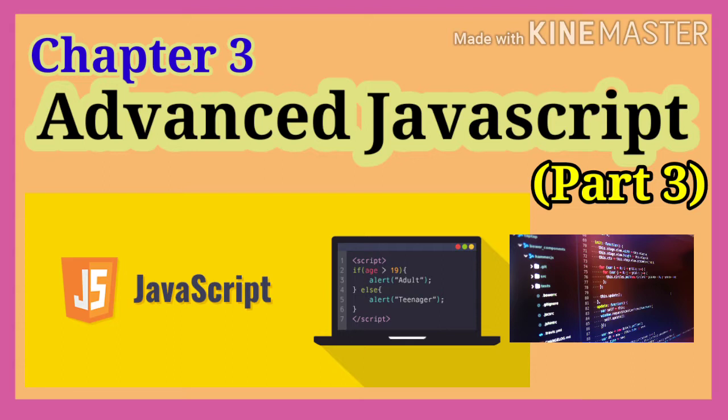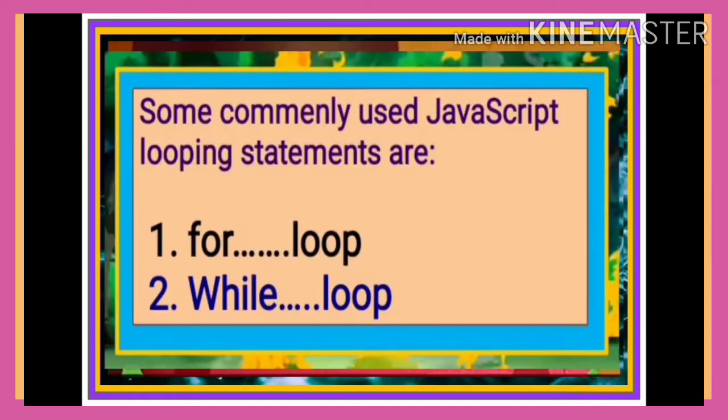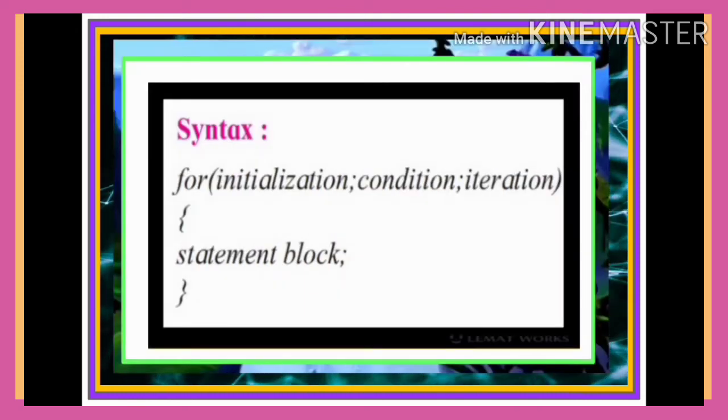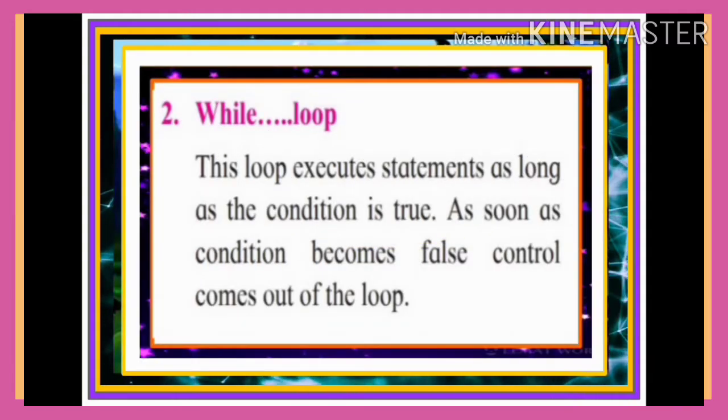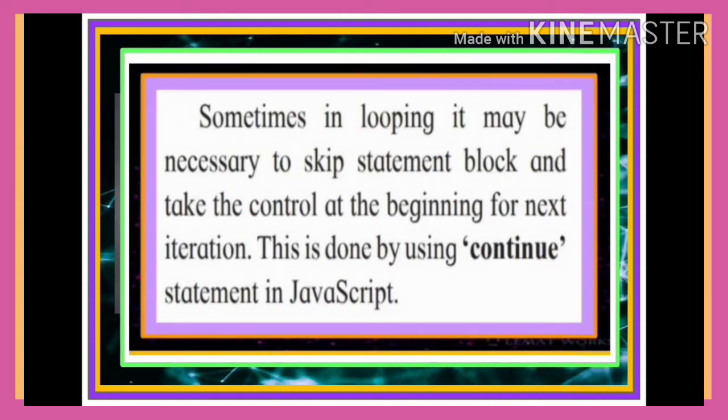Today we are going to start part 3 of chapter 3, Advanced JavaScript. Students, in our last part we discussed looping statements, two types of looping statements, for loop and while loop: meaning of for loop, working of for loop, syntax of for loop, while loop, meaning of while loop, working of while loop, syntax of while loop, break statement and continue statement used in JavaScript.